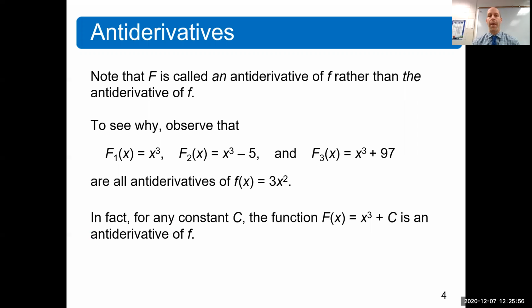Consider the following. What if capital F was x cubed? Or what if capital F was x cubed minus 5? Or what if capital F was x cubed plus 97? It turns out that all of those functions have derivatives that are equal to 3x squared. In fact, for any constant c, the function capital F of x equals x cubed plus c is an antiderivative of f.